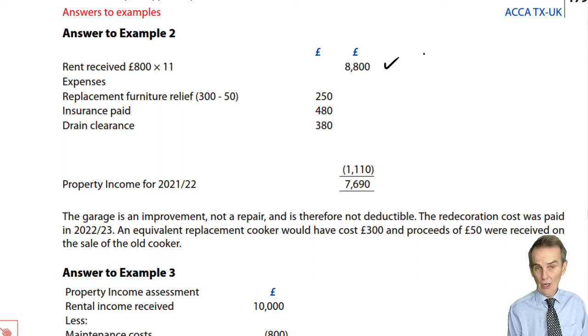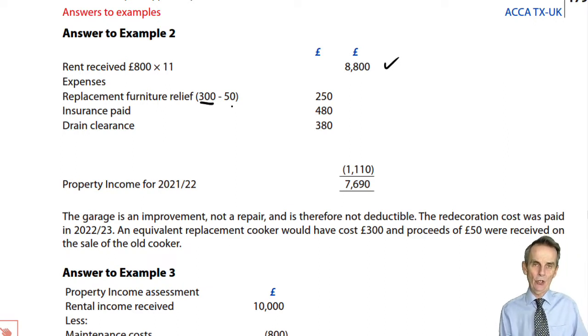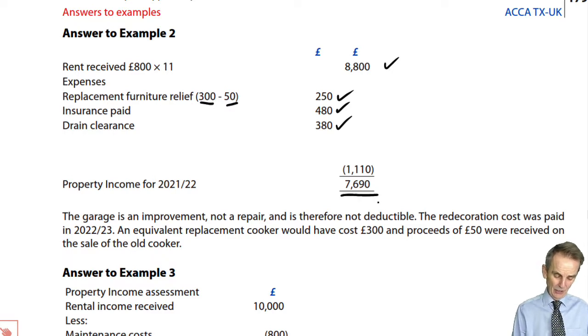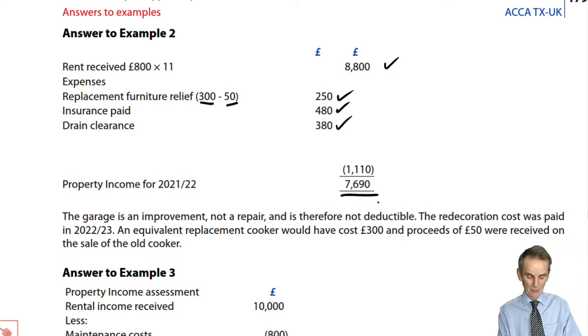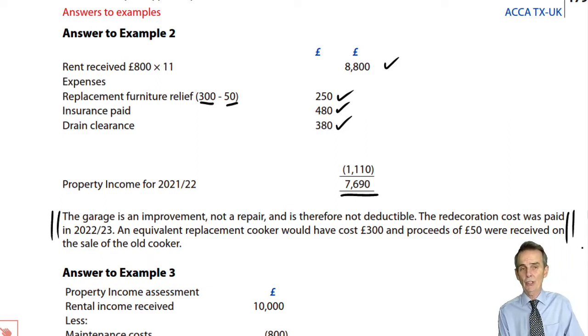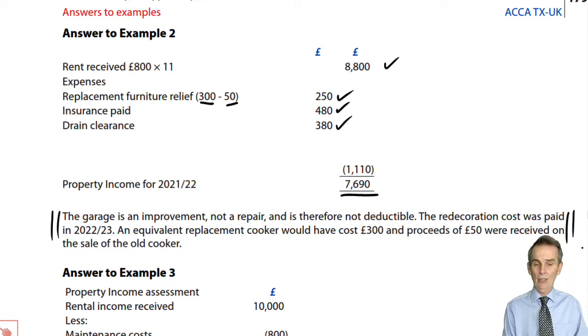We've got our replacement furniture relief there, the £300 that would be paid in relation to an equivalent item of replacement, minus the £50 proceeds on the old one sold. So that's allowable. The normal routine expenses of insurance and drain clearance are allowable. Get the total, deduct, and you've got your property income assessment. And again, we've got a few clarifying notes that we just discussed when dealing with that answer.